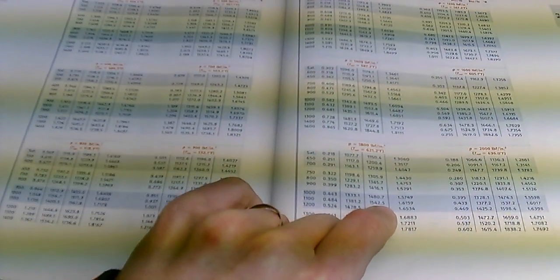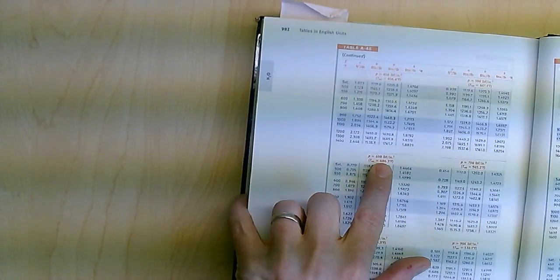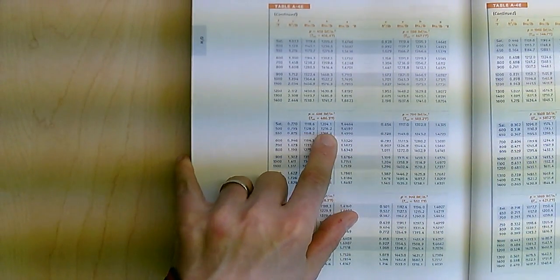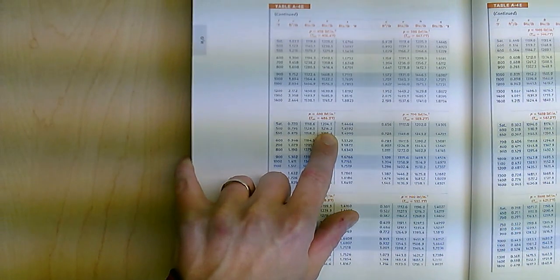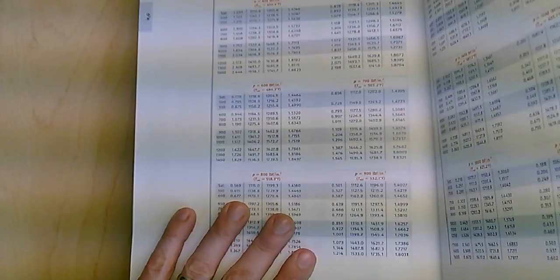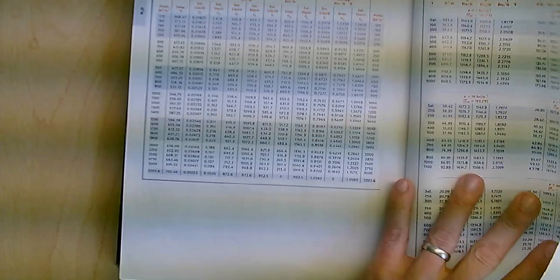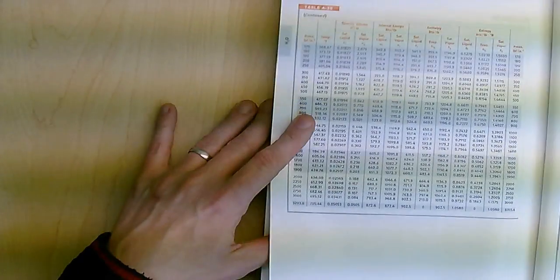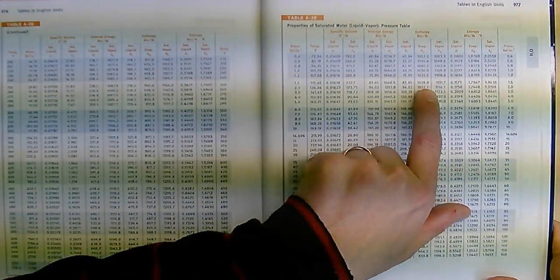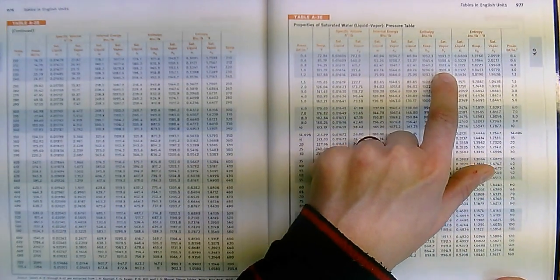Okay. State 2, I have a pressure of 600 and a temperature of 500. So I'll go to 600 right here, and 500 is right here, and my H value is 1216.2. State 3 is saturated vapor at 1 psi. So I come over to my pressure table, 1 psi, saturated vapor enthalpy is 1105.8.